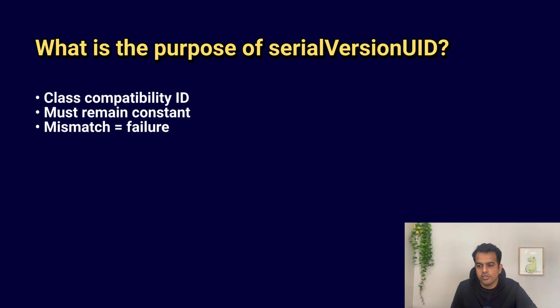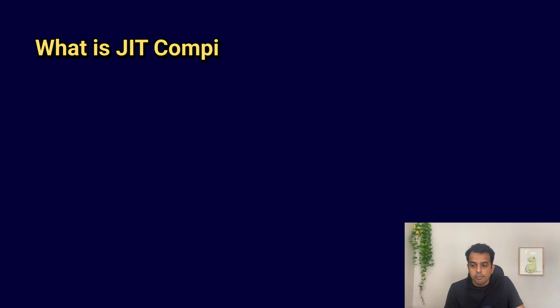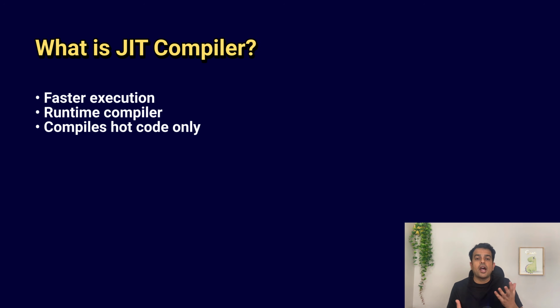Now we have our next question, which is: what is the JIT compiler? To answer this, you can say that the JIT compiler is a part of the JVM. It converts bytecode into machine code at runtime, and it also makes the code run faster. It does not compile everything at once. It compiles only the code that is used very often.